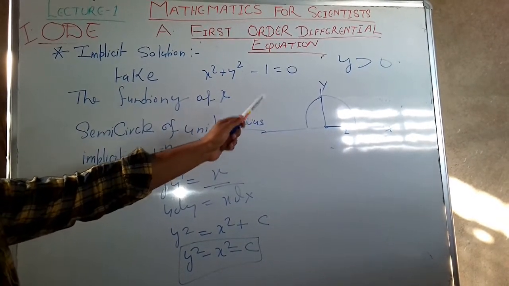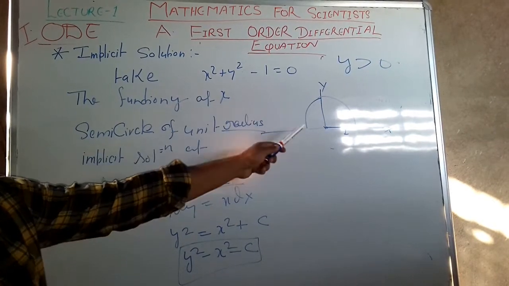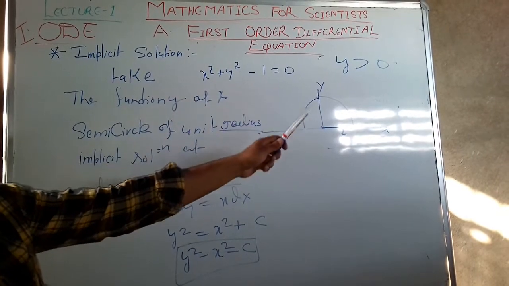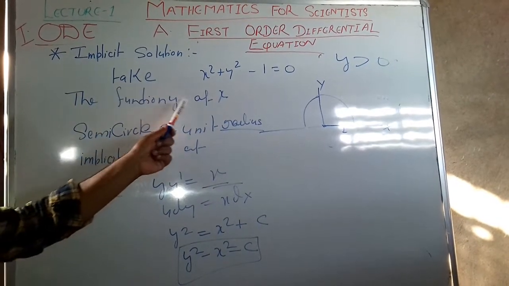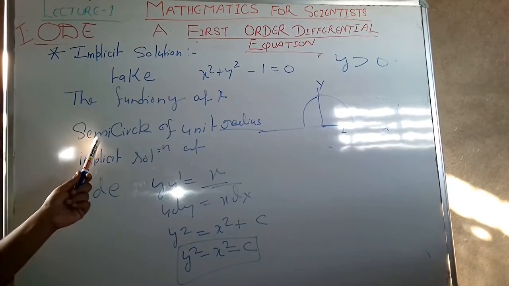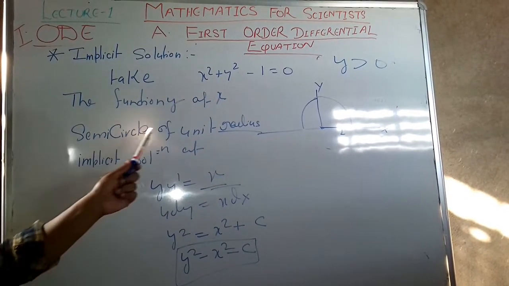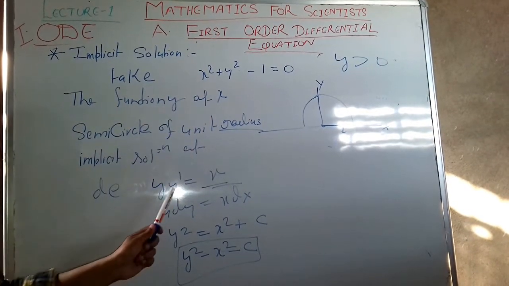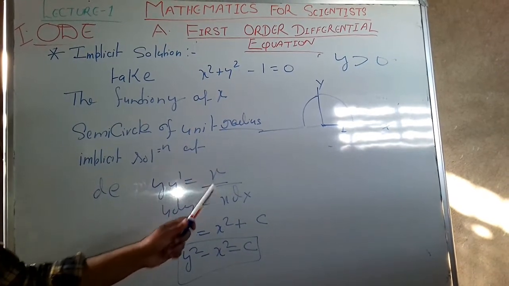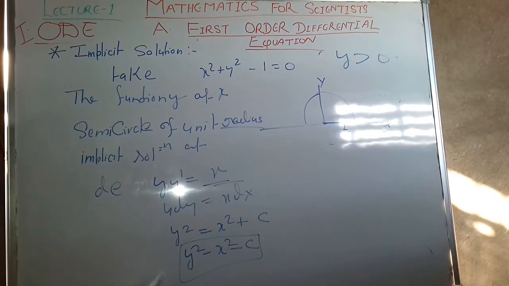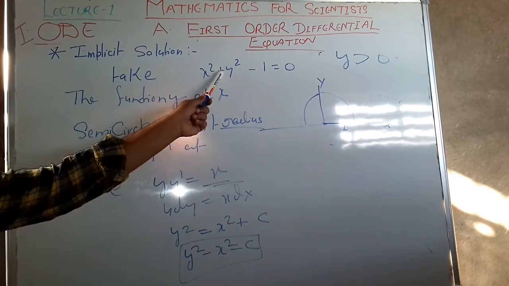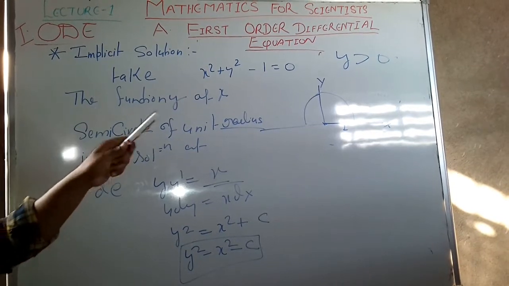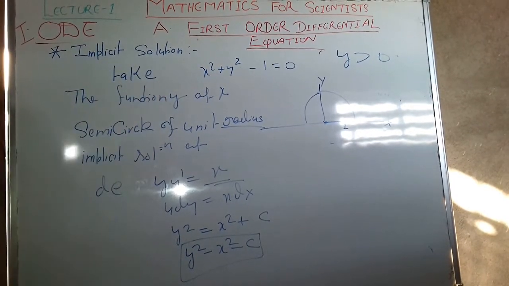But if we put the condition y greater than 0, then it will be a semicircle. And this one has a radius of unit 1. So the function y of x is given by this, and its representation will be a semicircle of unit radius, and it is the implicit solution of the differential equation y dash is equal to x. So this is the differential equation, and this one is the specific solution of that differential equation, and that specific solution is called implicit solution.